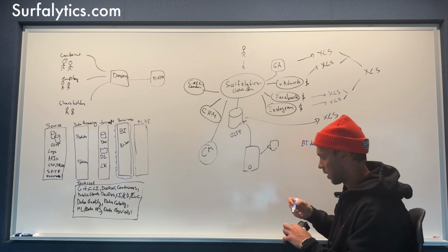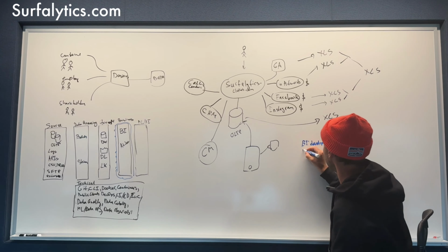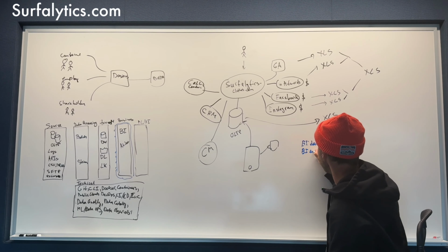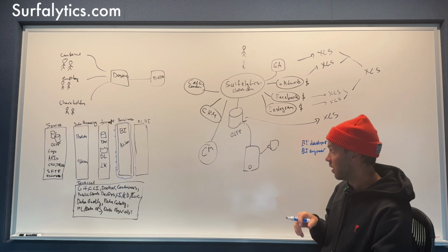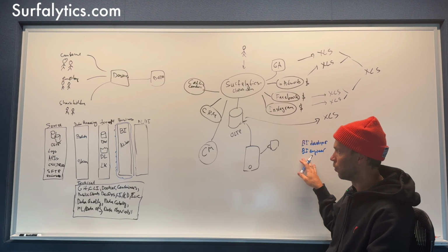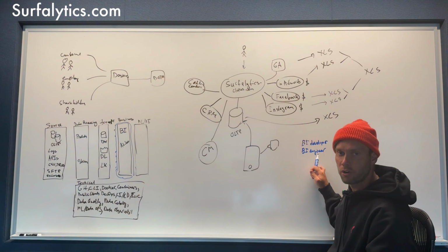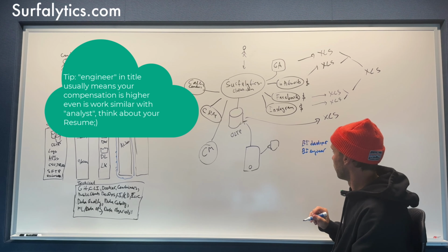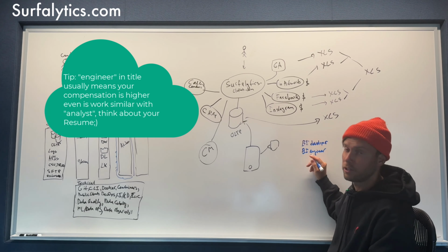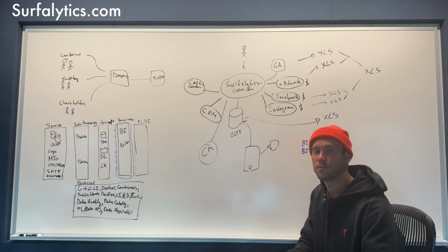Another one could be BI engineer. For example, in Amazon, where I spent 5 years, the BI engineer is the person who does similar work as a BI developer. But the word engineer usually means your compensation is higher than working as an analyst. And in some organizations, they don't use BI developer or BI engineer. And I remind you, BI stands for business intelligence.